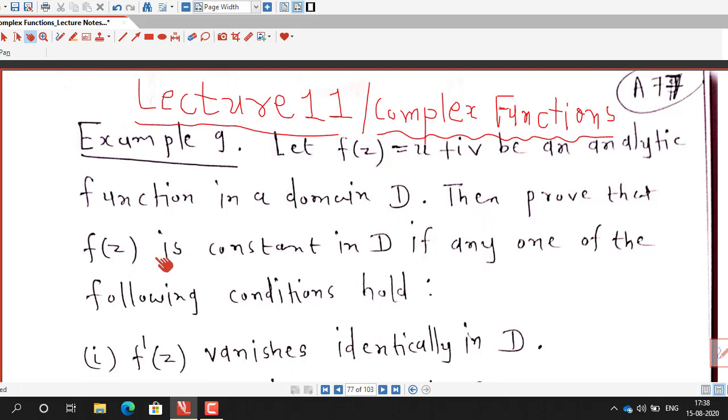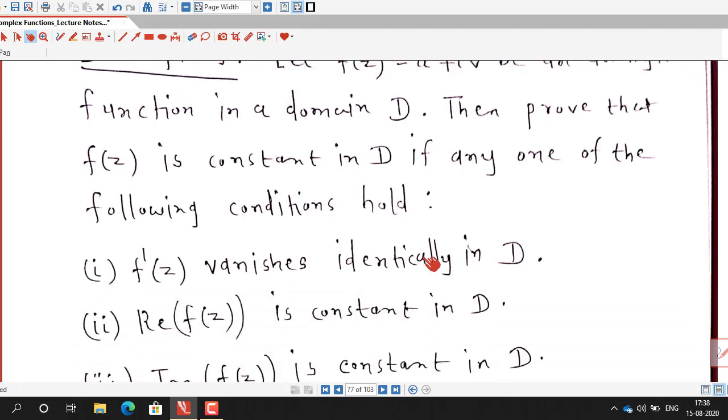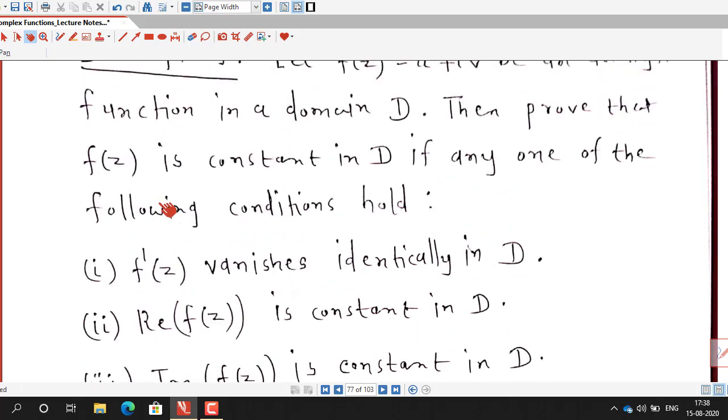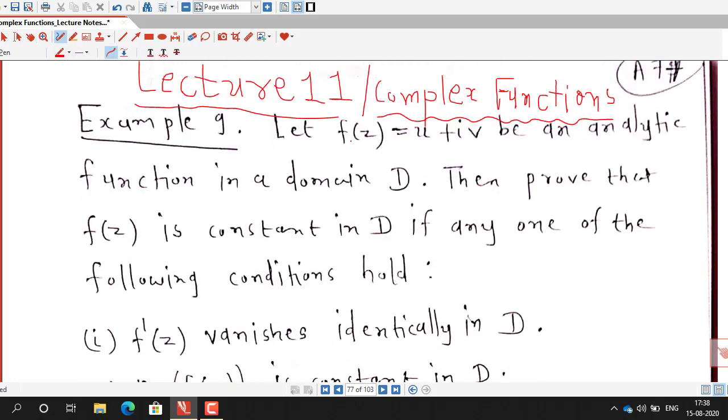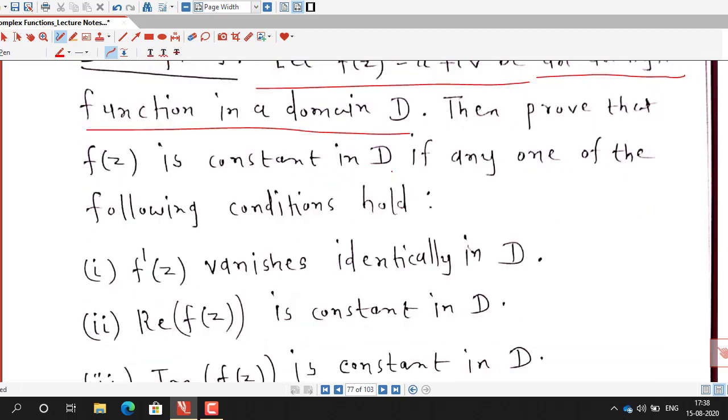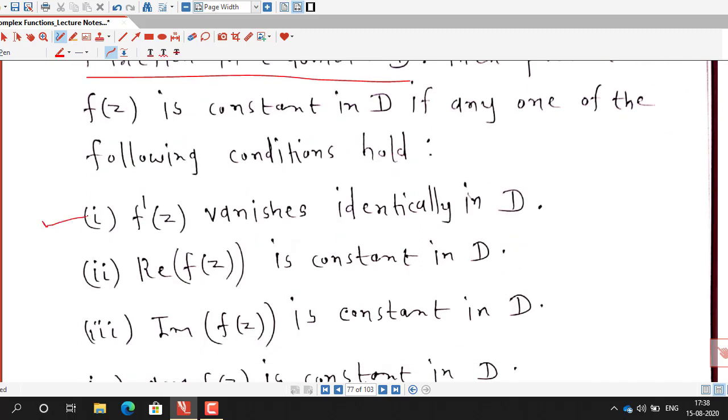Then prove that f of z is constant in a domain D if any one of the following conditions hold. So there are four conditions. This condition is common with all of these four conditions: function f of z is analytic in a domain D. So what we are asked to prove? Suppose f of z is analytic in a domain D, and if first condition is satisfied, then f of z is constant in a domain D.